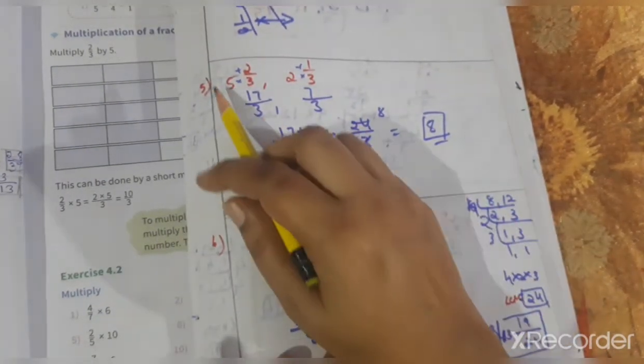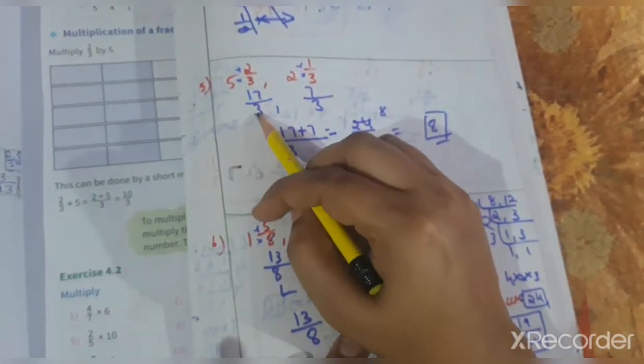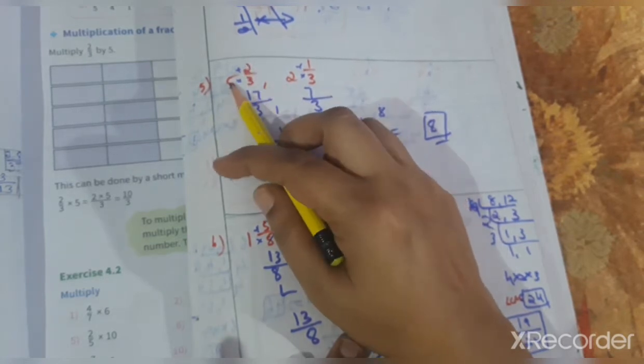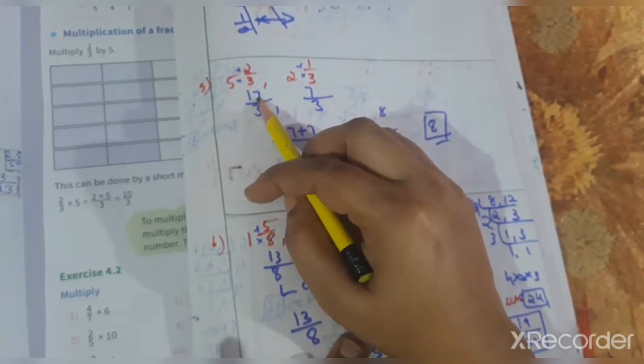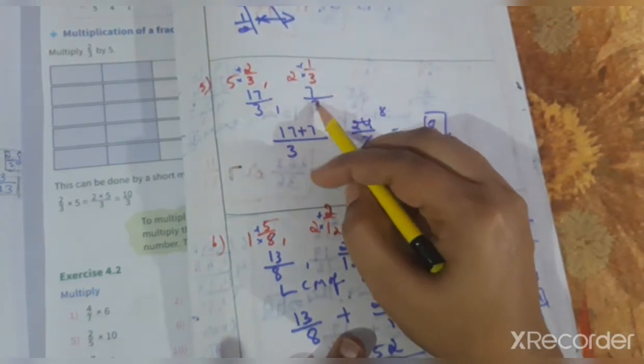Now fifth question, mixed fractions are given, convert into improper fractions. Write the denominator here, and then multiplication and upward addition. 3 5s are 15, 15 plus 2 is 17. Write the denominator 3 here. 3 2s are 6, 6 plus 1 is 7, 7 by 3.